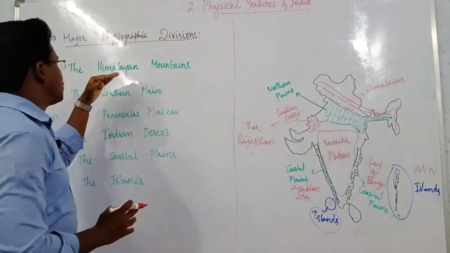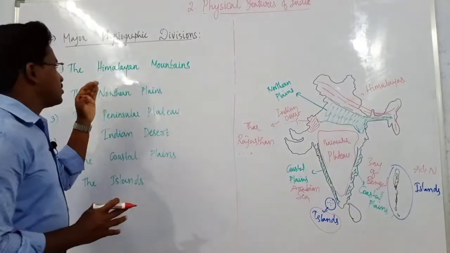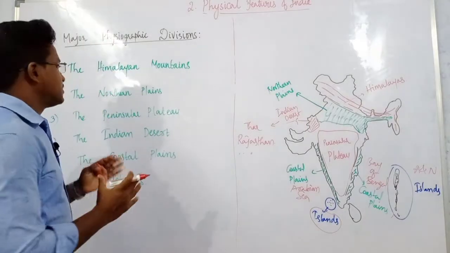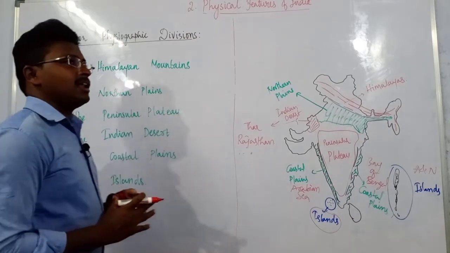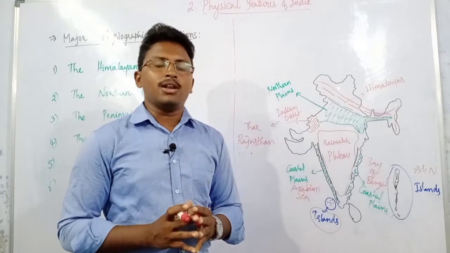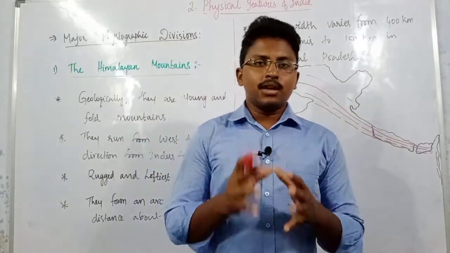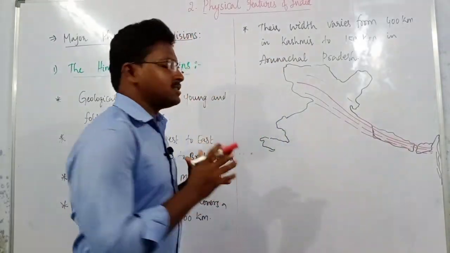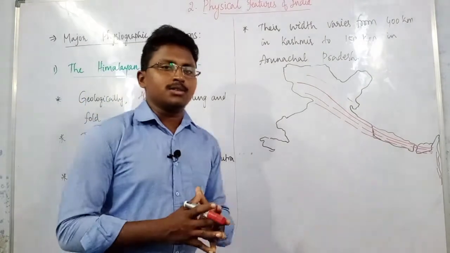First we will discuss the Himalayan mountains and their features. Then we will discuss the northern plains and their characteristics, the peninsular plateau, Indian desert, coastal plains and islands. We will also discuss how they play a very important role in our country and how they are useful for our country. Let's discuss in detail the first major physical division of India, the Himalayan mountains.